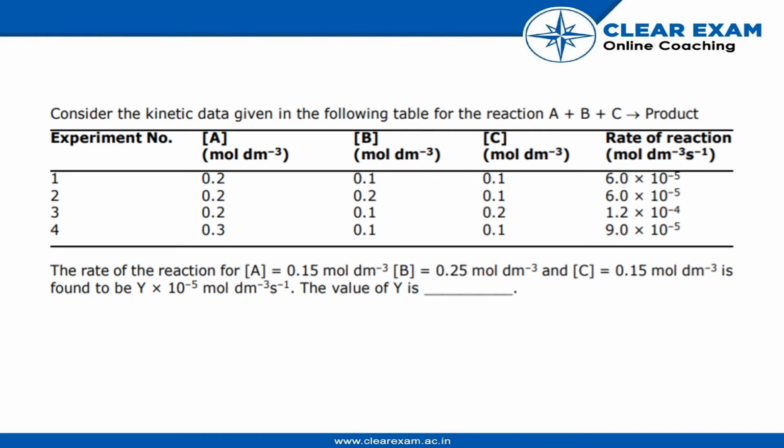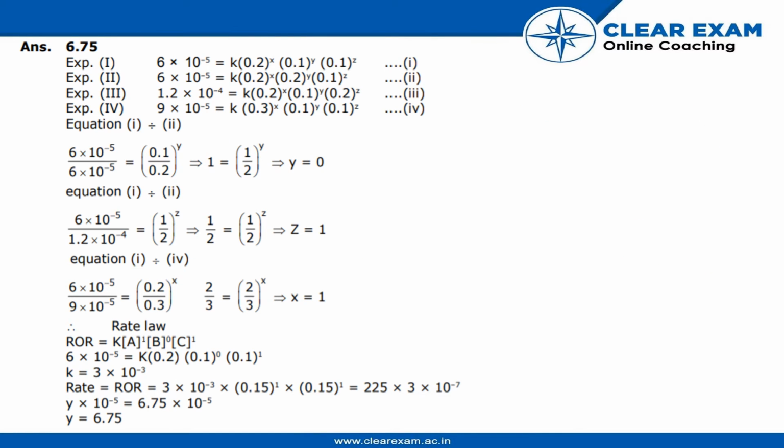Let's move on to the solution. From the table given in the question, we can compute these four equations. From equations 1 and 2, we get y is 0. From equations 1 and 2, after dividing, we get z is equal to 1, and from equations 1 and 4, we get x is equal to 1.